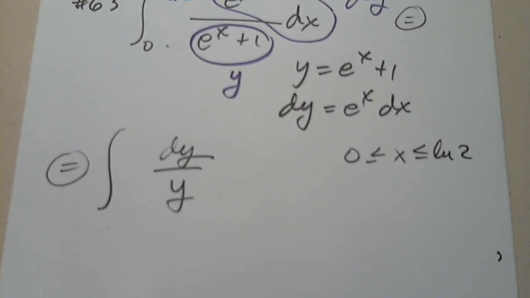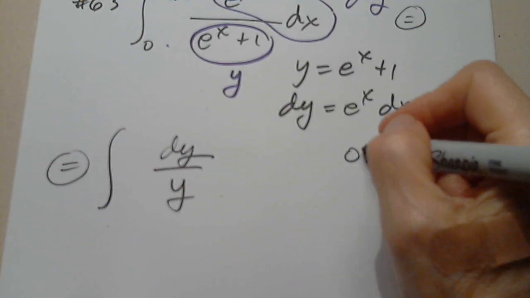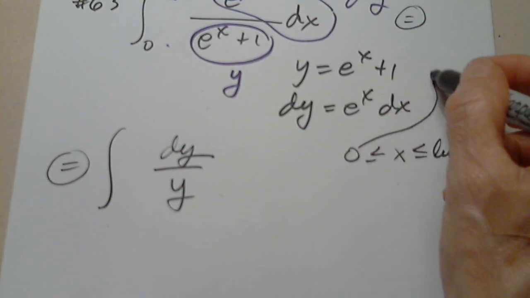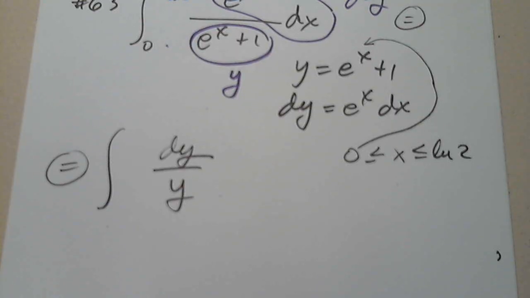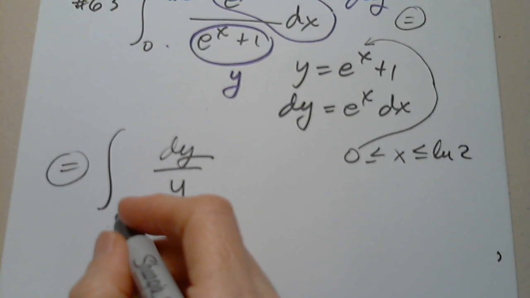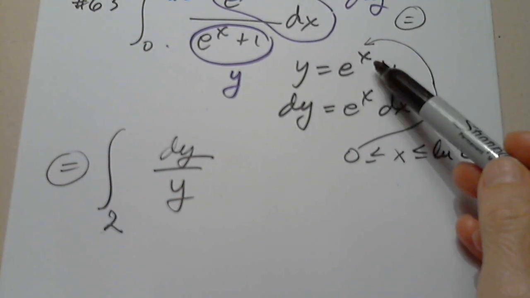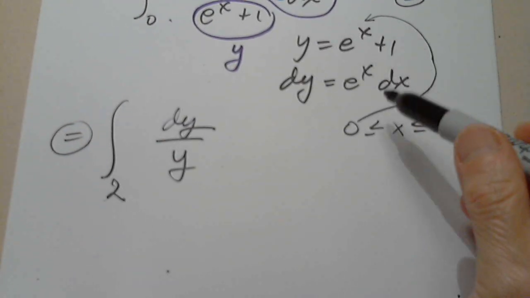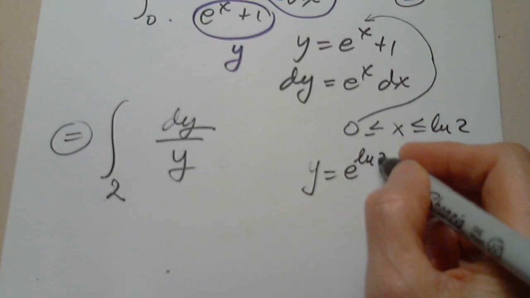And now carefully, let's find the limits of integration. Lower limit of x gives us lower limit for y. When x is 0, what do we get for y? e to 0 plus 1. How much is that? 2. Very good. So now, when I plug in natural log 2, y equals e to natural log 2 plus 1.